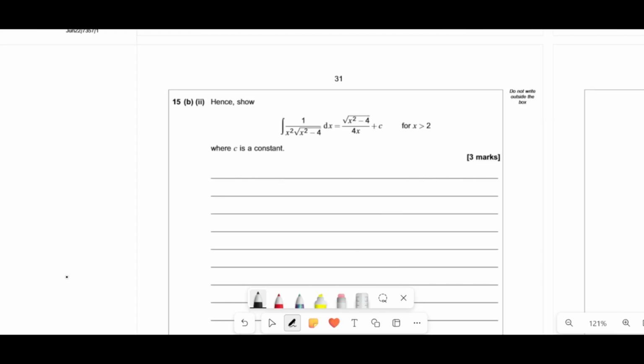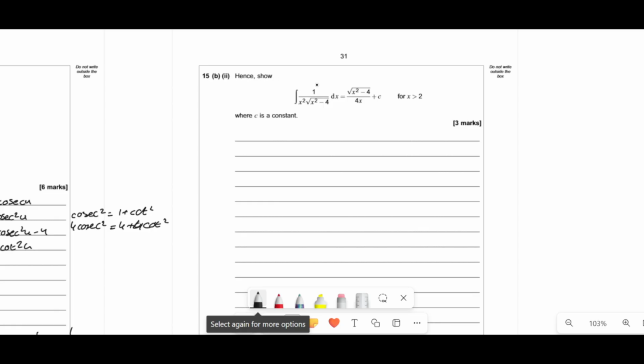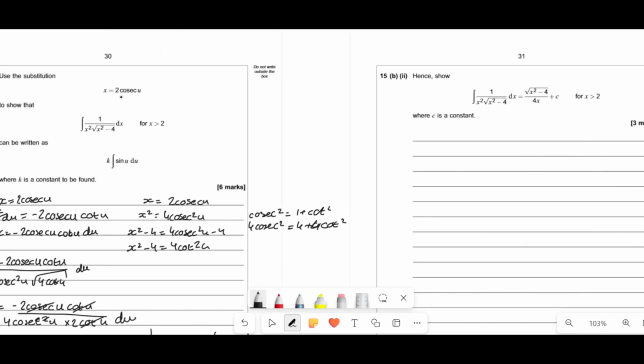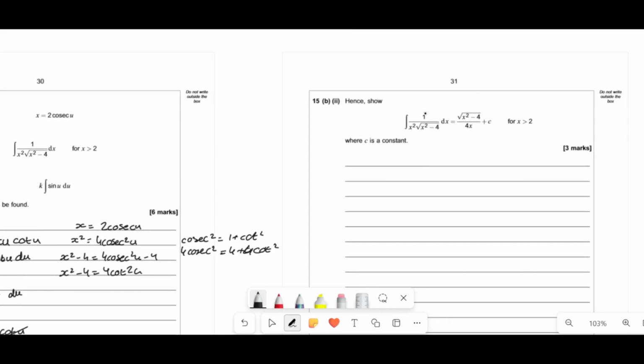There you go. So now it says, show that the integral of 1 over x squared root x squared minus 4 equals root x squared minus 4 over 4x plus c. Fine. So in the previous question, we established that you could use x equals 2 cosec u for this, and you would get k times the integral of sine u du, right? This is the same thing here.